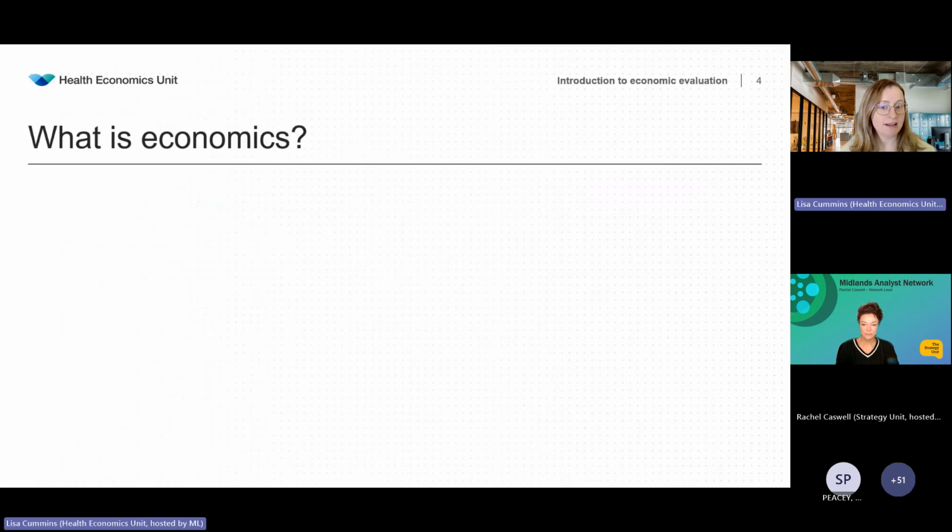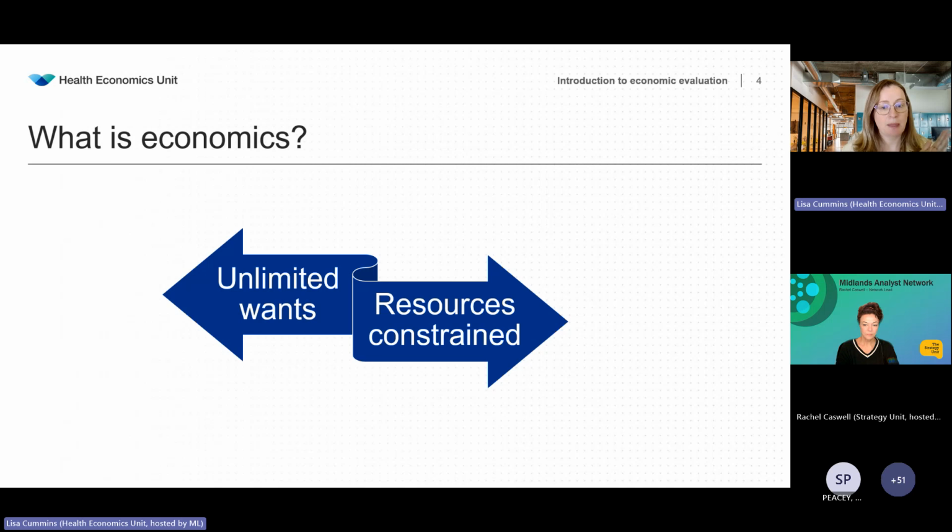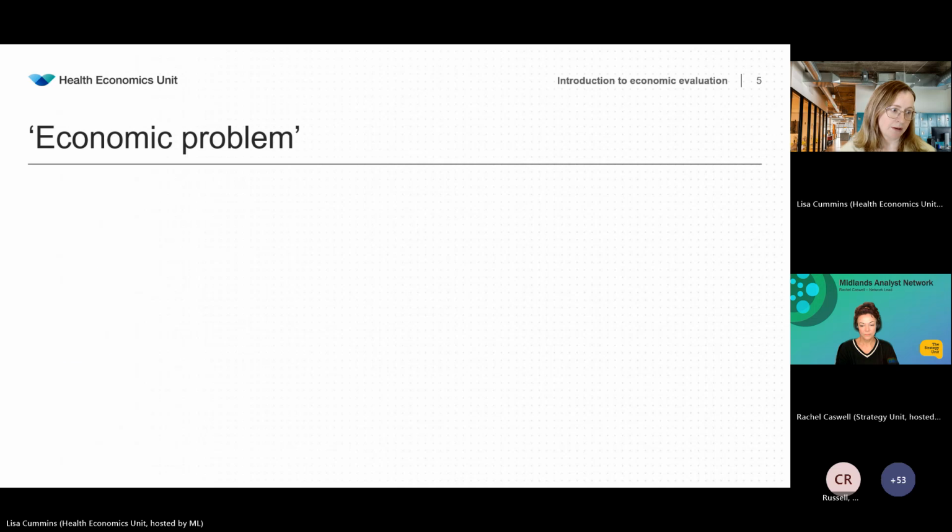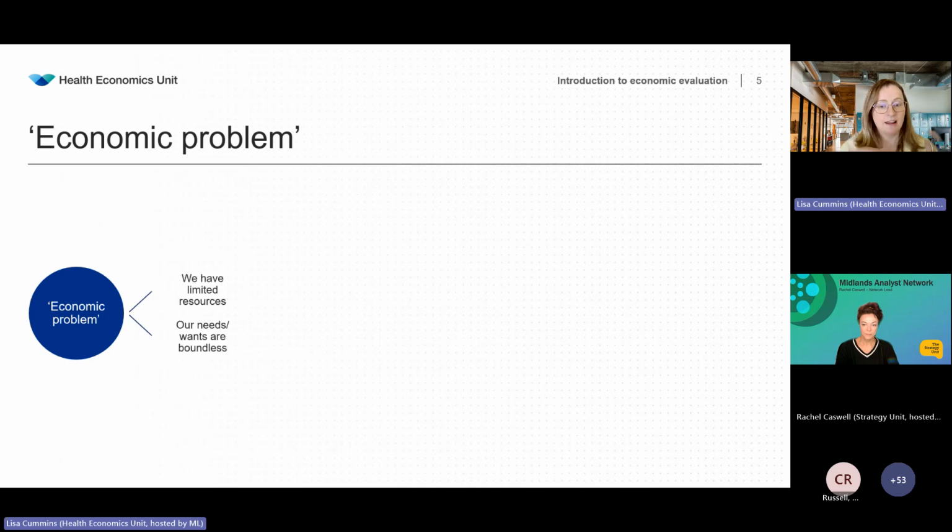So what is economics? Broadly speaking, economics studies how individuals, governments, various sectors, and society as a whole allocate resources to meet the needs and wants of individuals or populations. In economics, we have this concept of scarcity, which is one of the most important principles, especially when we get on to talking about health economics. Basically, we've got unlimited wants, but our resources are constrained. This often leads to scarcity and what's known as the economic problem. The economic problem is essentially that conflict between limited resources and endless wants or needs.